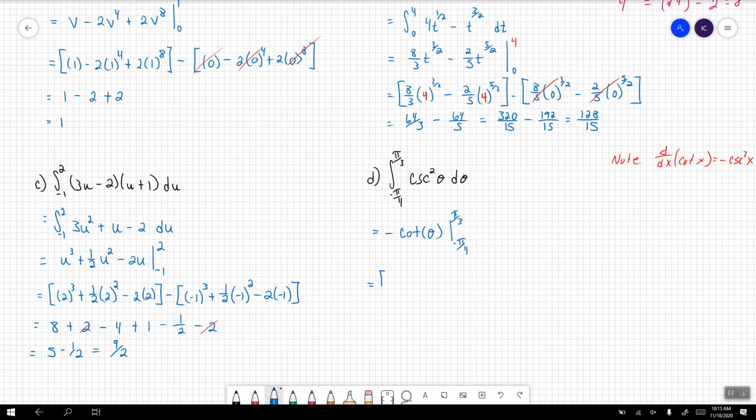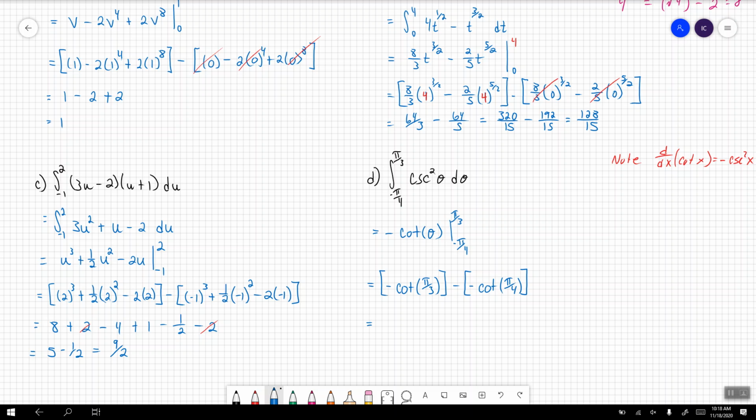So the evaluation then becomes negative cotangent at pi thirds minus negative cotangent at pi fourths. Awesome. So at this point in time, we then need to evaluate what is cotangent at pi thirds.